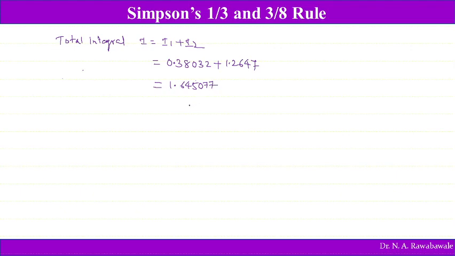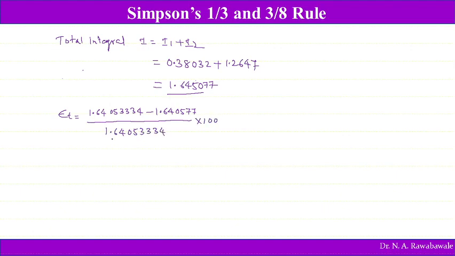Therefore the true error is also going to get reduced. So for the true error, the true value is 1.6405334, minus 1.64057, divided by 1.6405334, into 100.